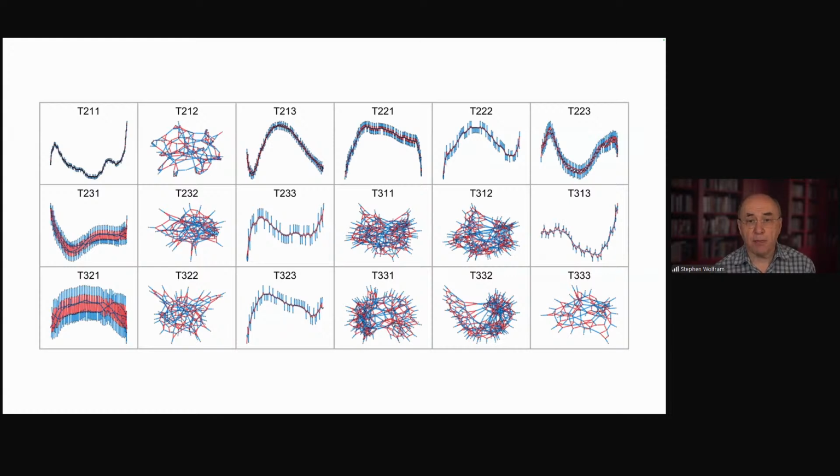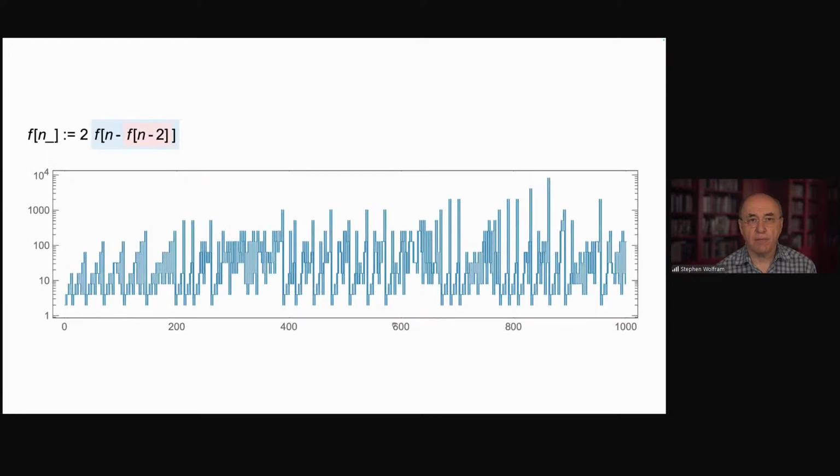The first complicated case is T212. That's this behavior here. The evaluation graph for f(50), I can show you. I just want to look at this for a second. Look at how simple that function is: 2 times f(n) minus f(n - 2). And look at how complicated its behavior appears. This is like the quintessential kind of thing for the computational universe.